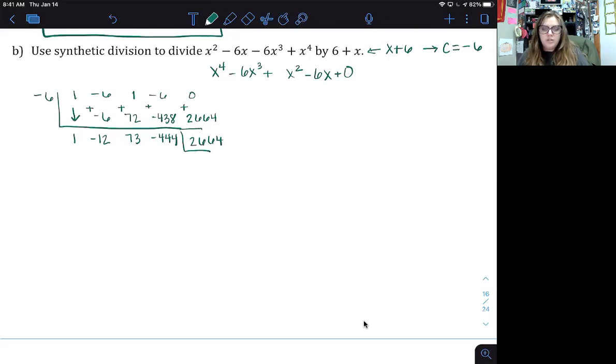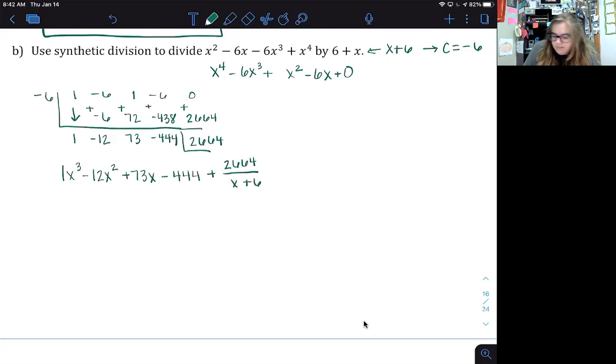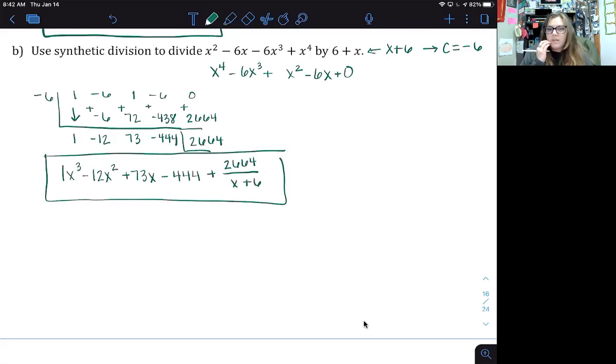Okay, so if we rewrite this with our solution, we go from x to the 4th, lower a degree, we get x cubed. I'm going to write that 1 with it. So 1x cubed minus 12x squared plus 73x minus 444 plus 2,664 divided by x plus 6. And there is your solution.